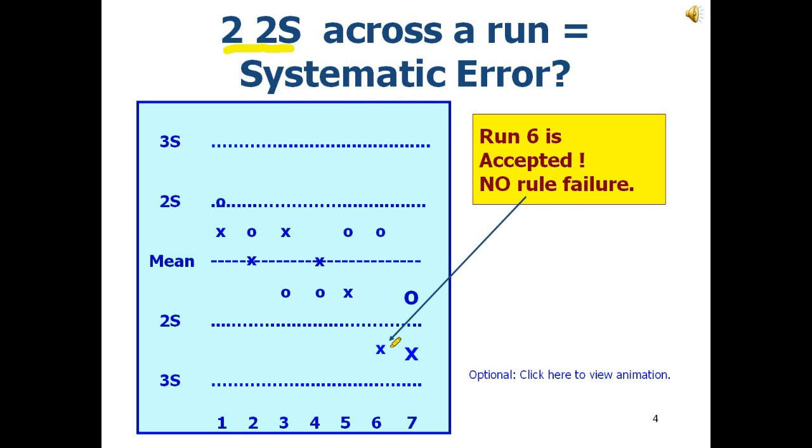And maybe we should open up the mics in a second. You see on run 6, level X is outside 2S. Now, what did I tell you? That is a warning. That is not a stop and troubleshoot signal. Now that bothers some people, because when you go to run 7, what you see there is the same level X outside the same 2S. So now we've got a 2.2S rule failure across runs. Run 6, like the slide says, is accepted because that's a warning. But you don't stop and troubleshoot till you get run 7.